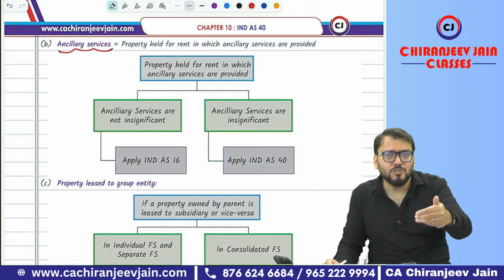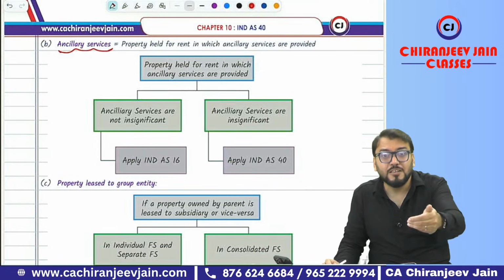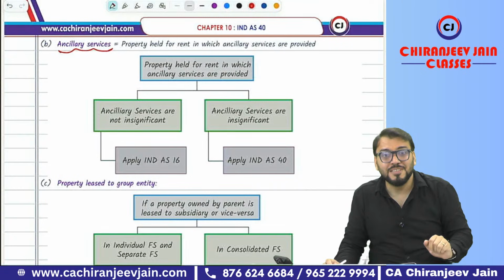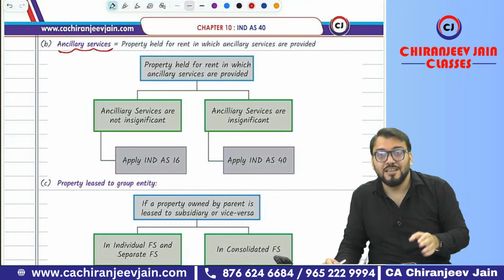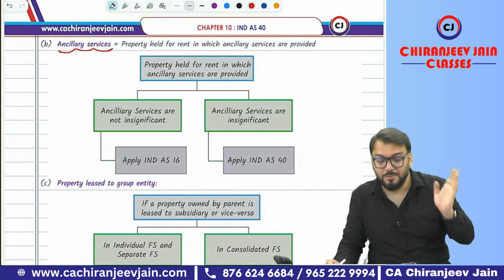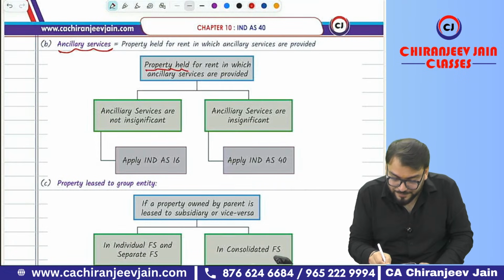In case of hotel accommodation, the room is given on rent with significant services, whatever you will demand, they will give you. In that case, it is actually a business, and therefore that hotel accommodation will be classified as PP, not as investment property. Understood? So any property held for rent in which ancillary services are provided and are not insignificant, apply Ind AS 16.